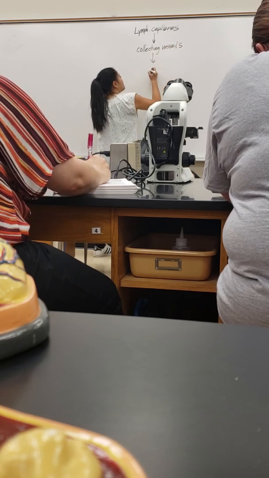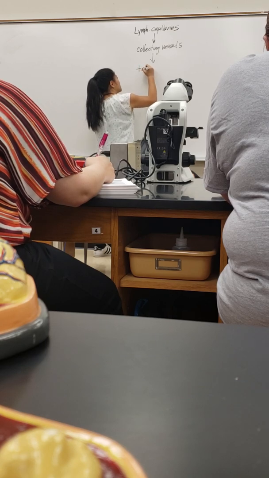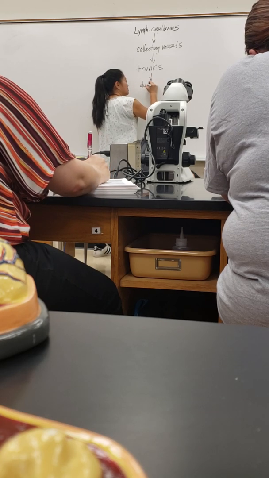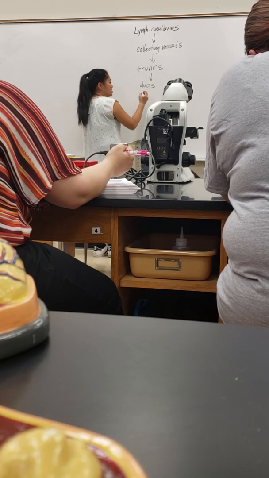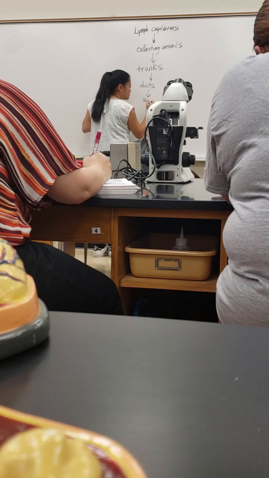The collecting vessels become bigger and turn into the trunks, which get bigger and turn into the ducts. And then it goes into the subclavian vein.